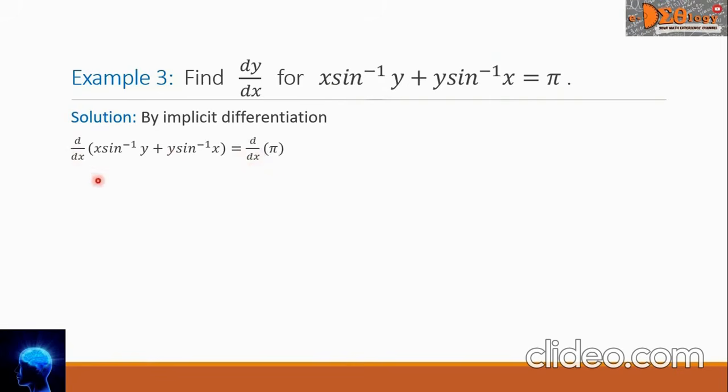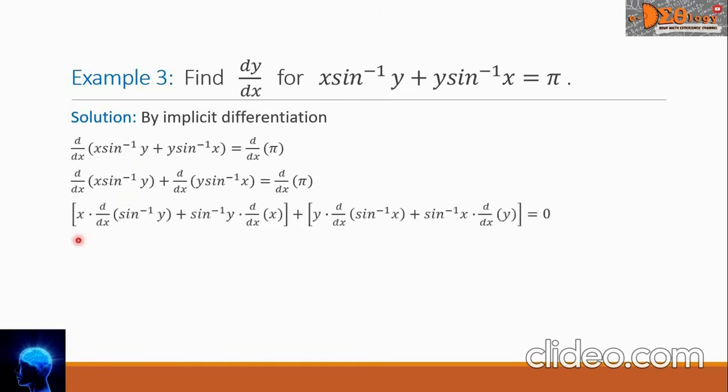On the left side, we will take the derivative of each function. Let us now begin our differentiation. On the left side, we can see that each function is a product of two functions. So we will apply product rule. For the first group here, we have x times the derivative of sine inverse of y plus we copy that second function times the derivative of the first function.